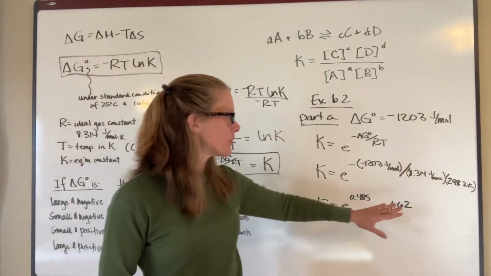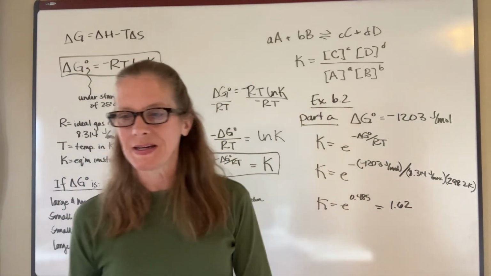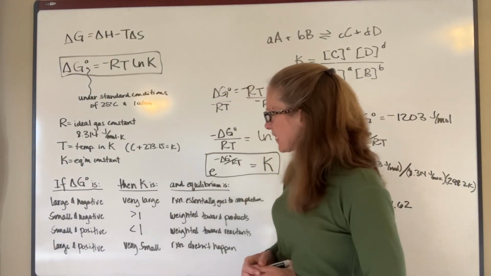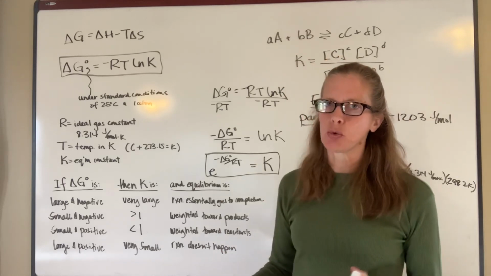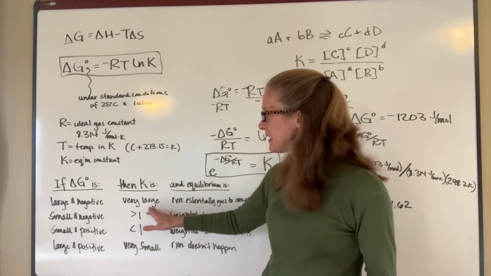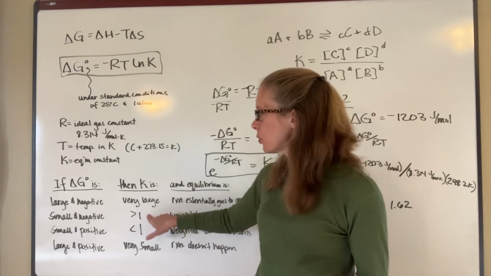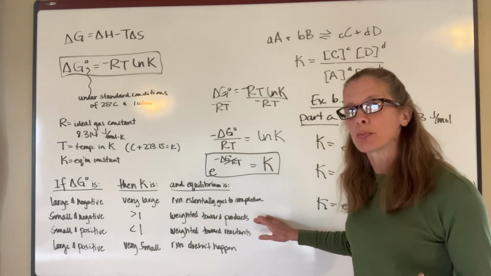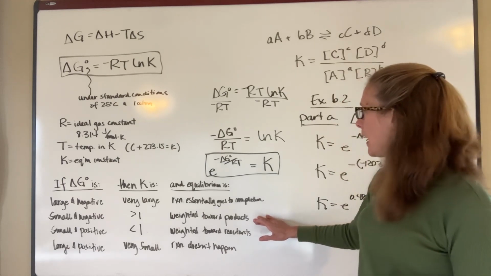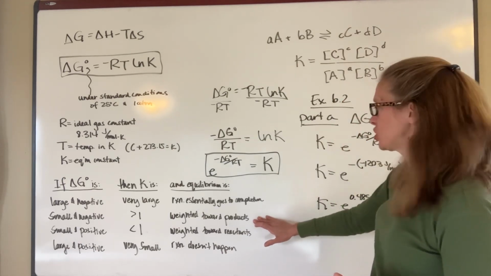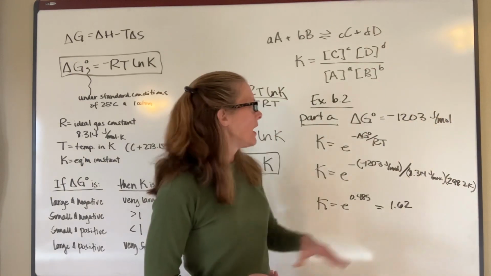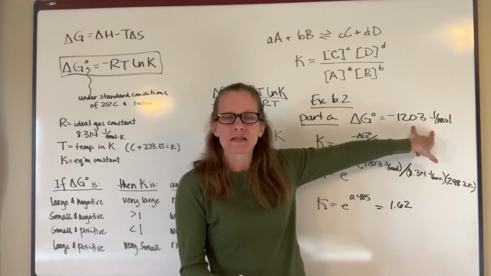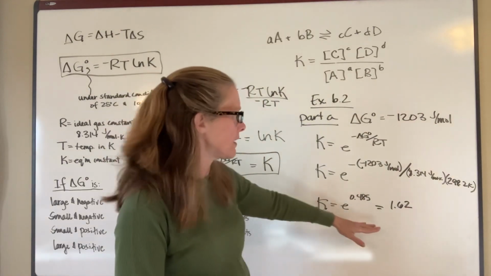So again, just another significant figure rule for you to be cognizant of. So I end up with an equilibrium constant of 1.62. Well, what does that mean? If I look over here, 1.62 is certainly not very large, but it is greater than 1. So that tells me that my equilibrium is going to be weighted towards the products, okay? That probably should have been obvious because this number, is that small and negative? Well, that's kind of a judgment call on your part, which is why we went ahead and figured it out.